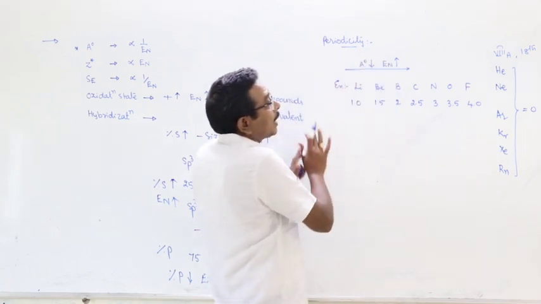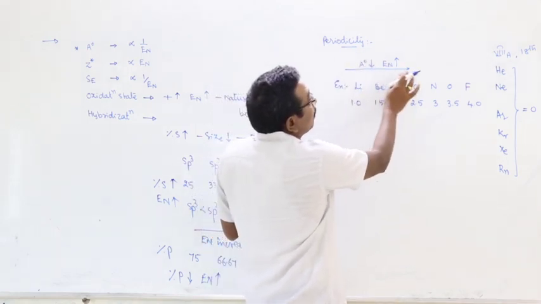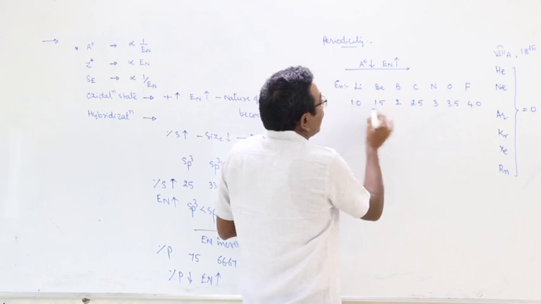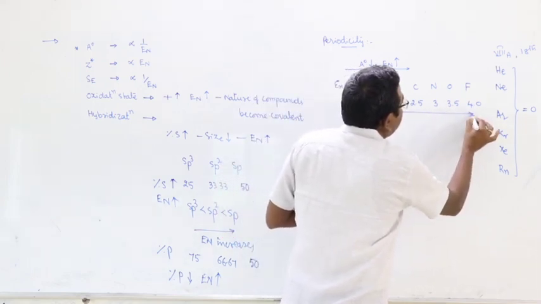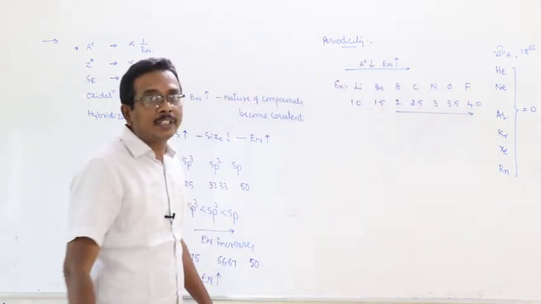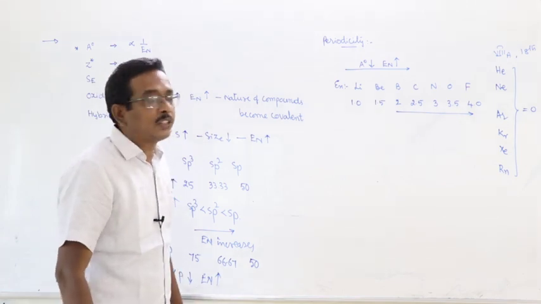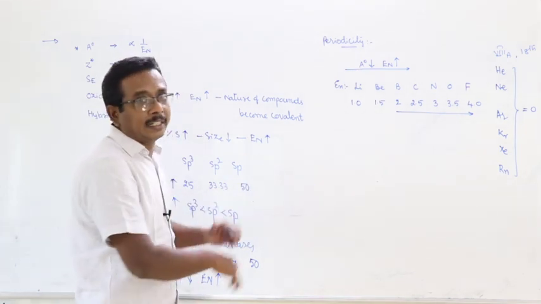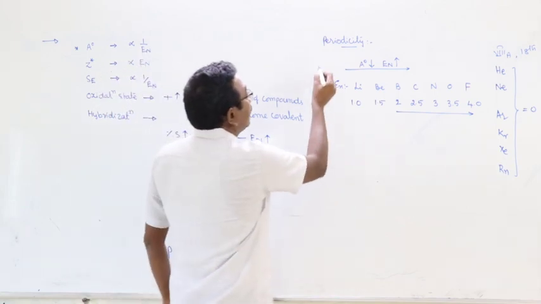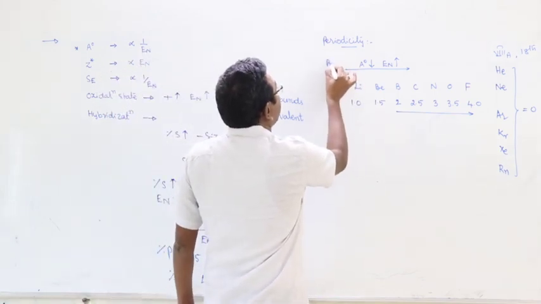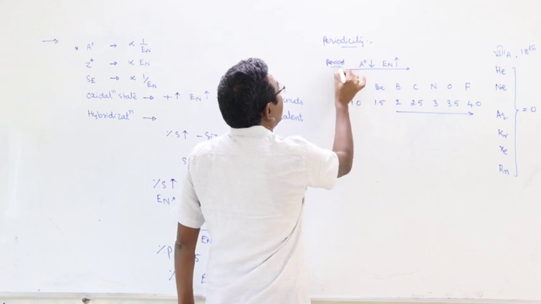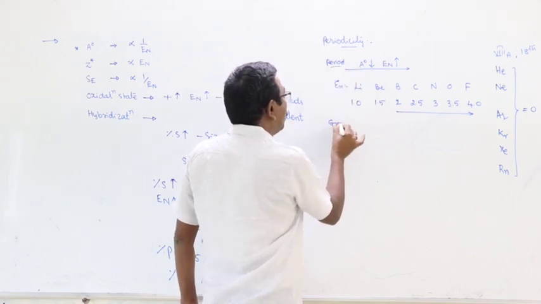But here the general statement is, as we move from left to right in a period, the electronegativity gradually increases with the decrease of atomic radius. With increase of effective nuclear charge, electronegativity increases. Right. This is about the period. What about the group?